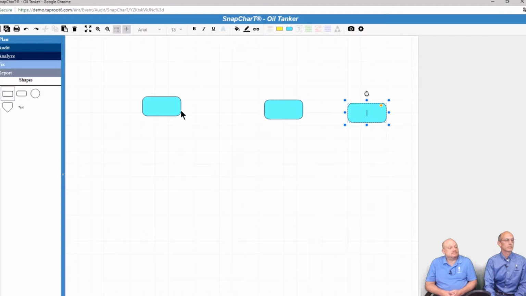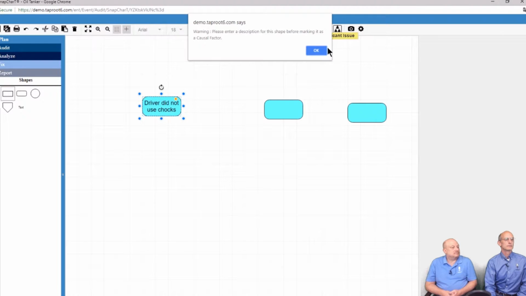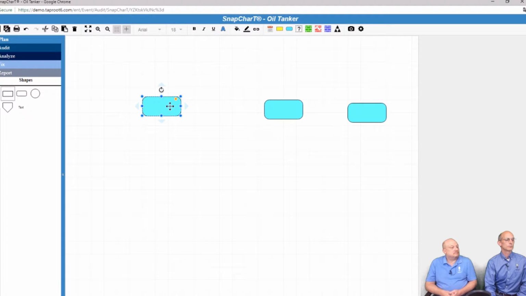Let me just pull these over here quick. And one of those significant issues, for example, we said might be that a driver did not use chocks, right? That could be a significant issue here, so we would probably call that a significant issue. Okay, oops, I forgot to finish typing that. Driver did not use chocks. Okay, so there's our problem, and we could call that a significant issue at that point.